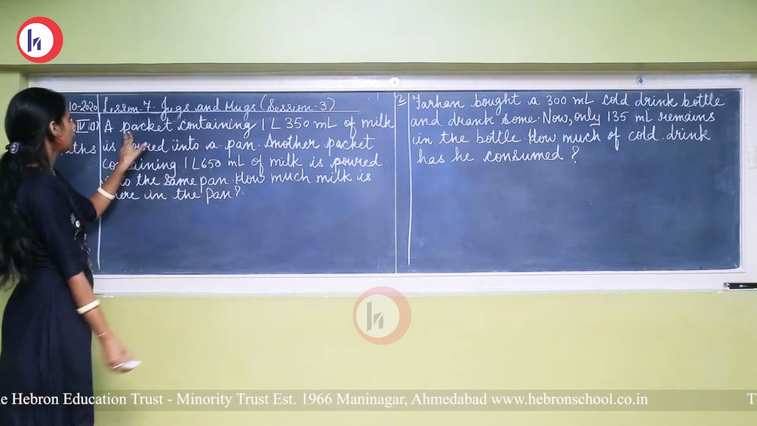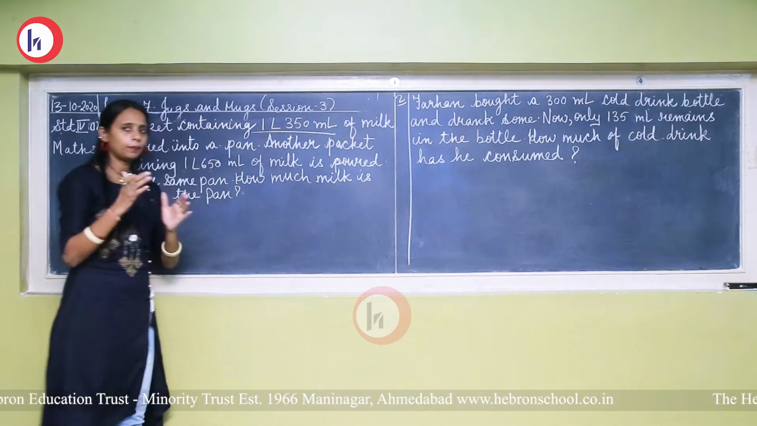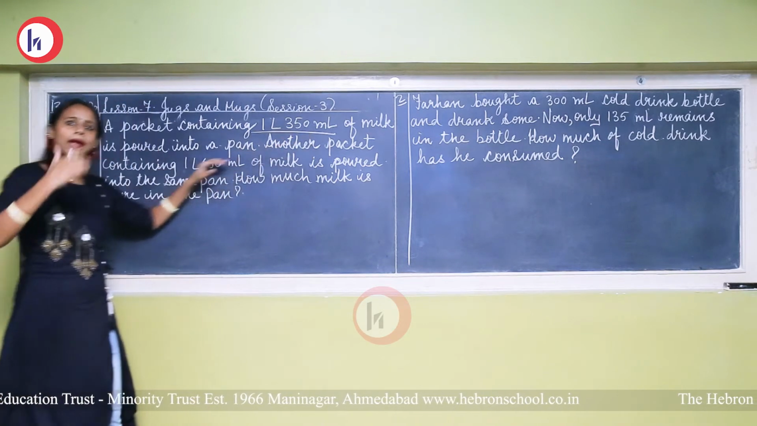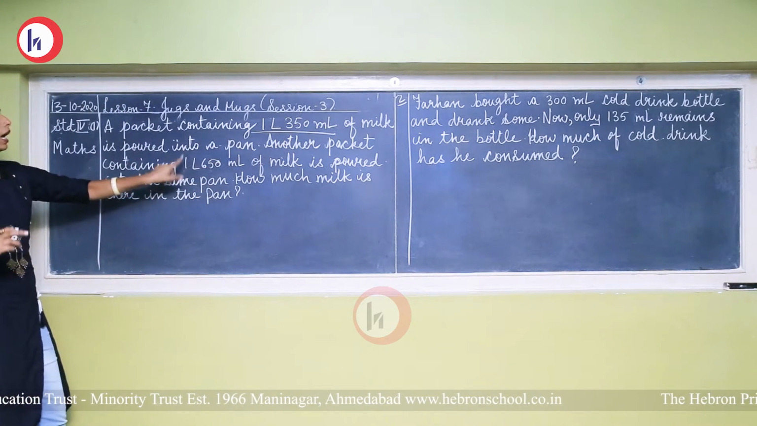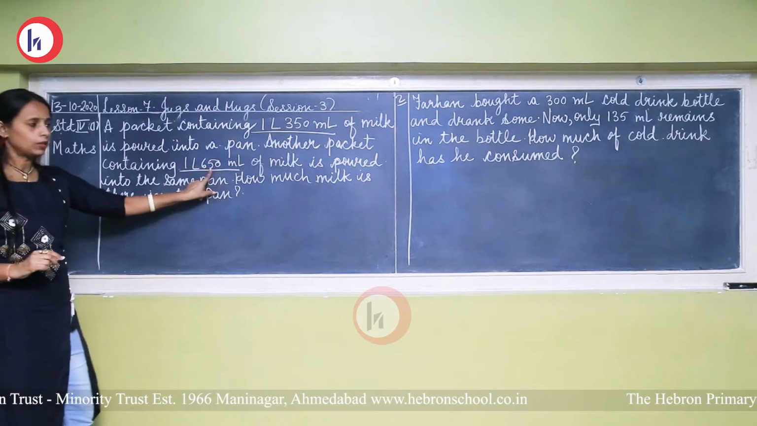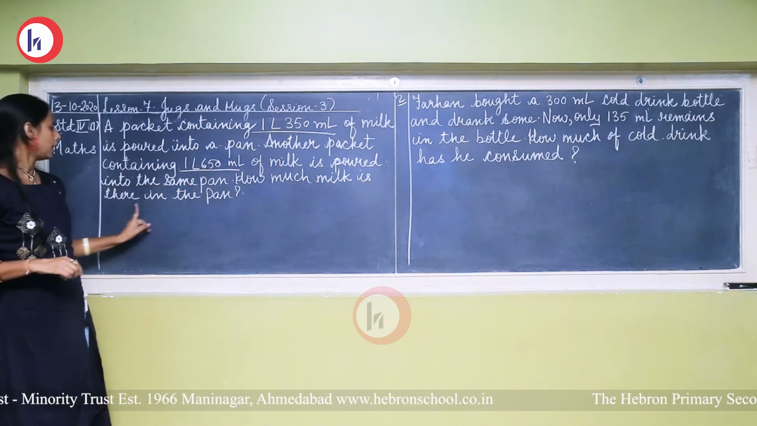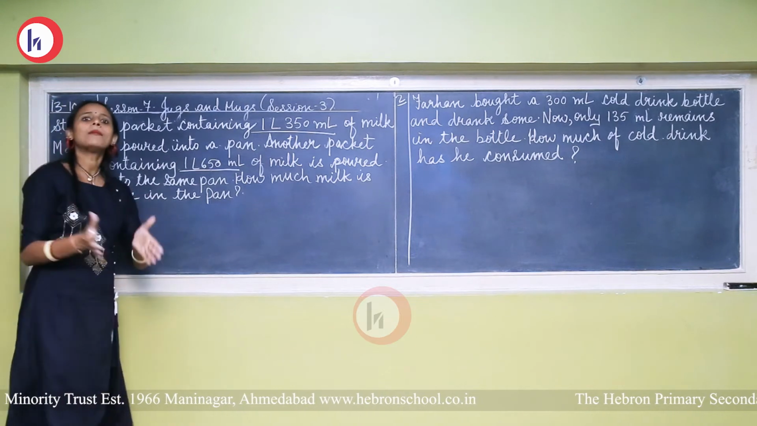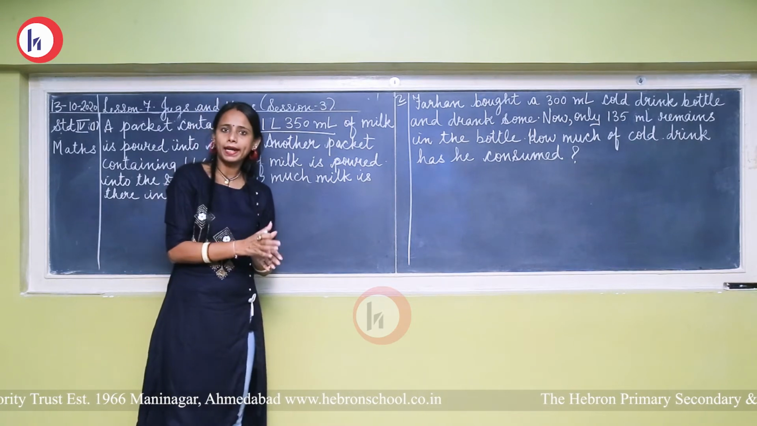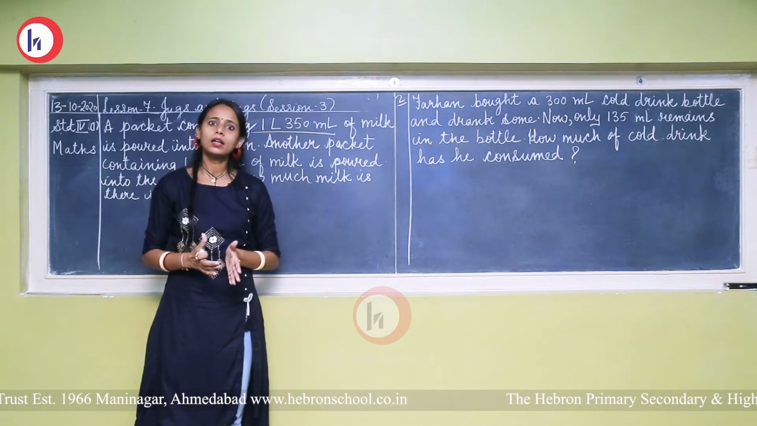Now read it again. A packet containing 1 liter 350 milliliter. एक पैकेट के अंदर जितना मिल्क है 1 liter 350 milliliter जो है वो एक पेन में डाला. Then another packet जिसकी कैपेसिटी है 1 liter 650 milliliter of milk is poured into the same pen, उसी पेन में. So how much milk is there in the pen? उस पेन में टोटल कितना मिल्क हो गया? तो milk of one packet plus milk of another packet. When we add it, we will get the total milk.